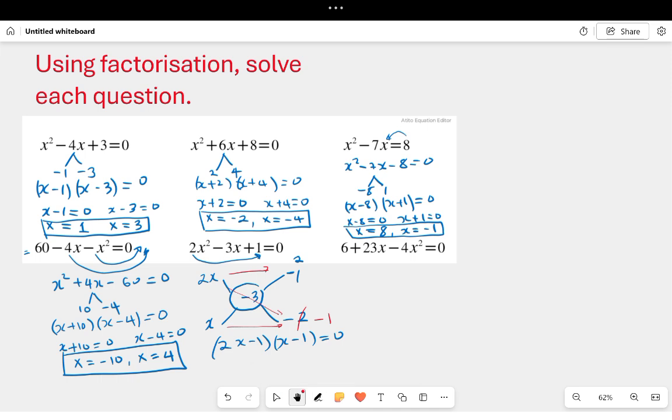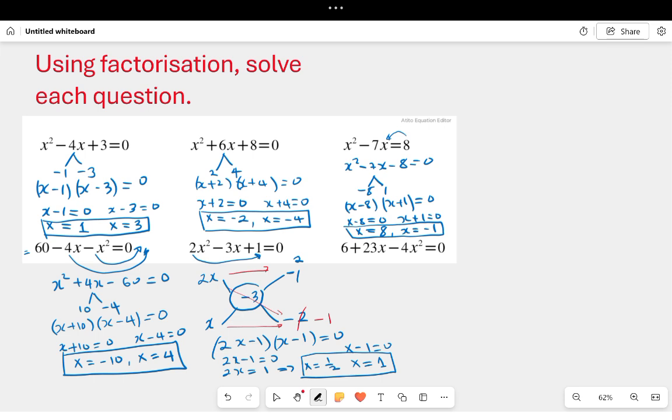Therefore my solution for this is going to be 2x minus 1 is equals to 0. Therefore 2x will be equals to 1, and this makes our x to be equals to a half. The next one is x minus 1 is equals to 0, and the final answer for this x will be equals to 1. So our two solutions are going to be this.